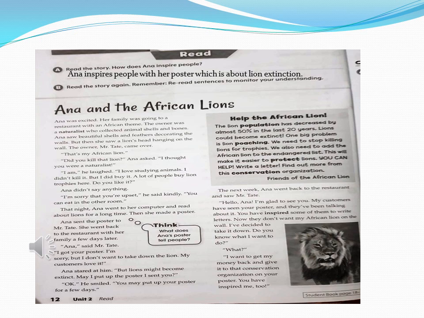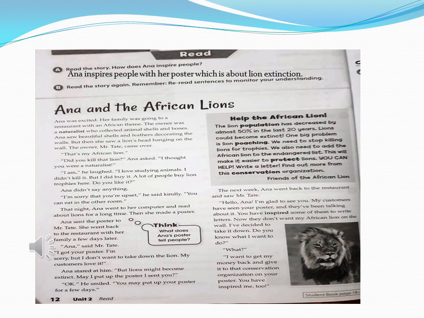Did you kill that lion? Anna asked. I thought you were a naturalist. I am, he laughed. I love studying animals. I didn't kill it, but I did buy it. A lot of people buy lion trophies here. Do you like it? Anna didn't say anything. I'm sorry that you are upset, he said kindly. You can eat in the other room.